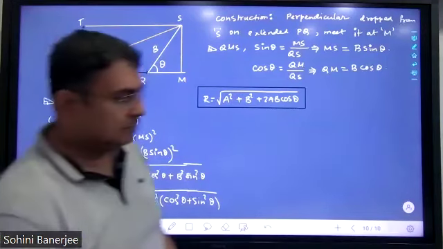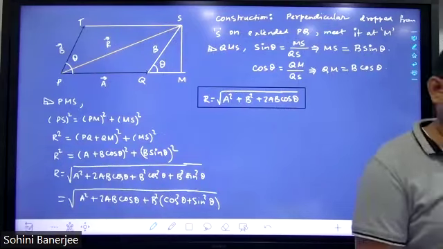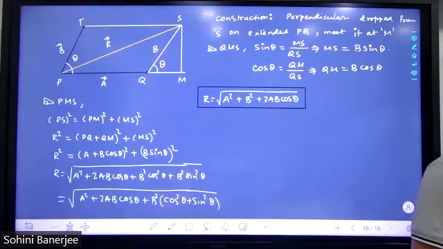Okay. Here. So R is root over A square plus B square plus 2AB cos theta. That is the magnitude part of the resultant. The information needed is A, B and theta: the magnitude of A, the magnitude of B, and the angle between the vectors. These three pieces of information are there with you. You can get their resultant.